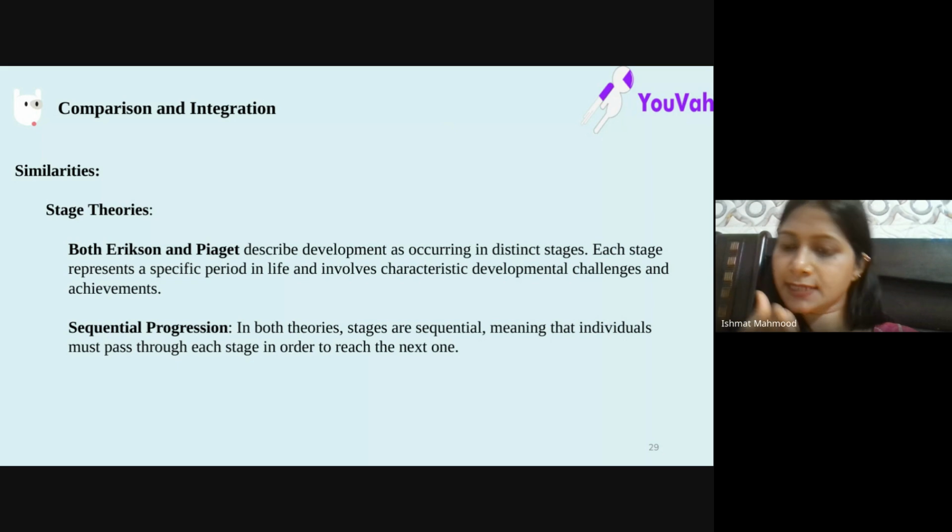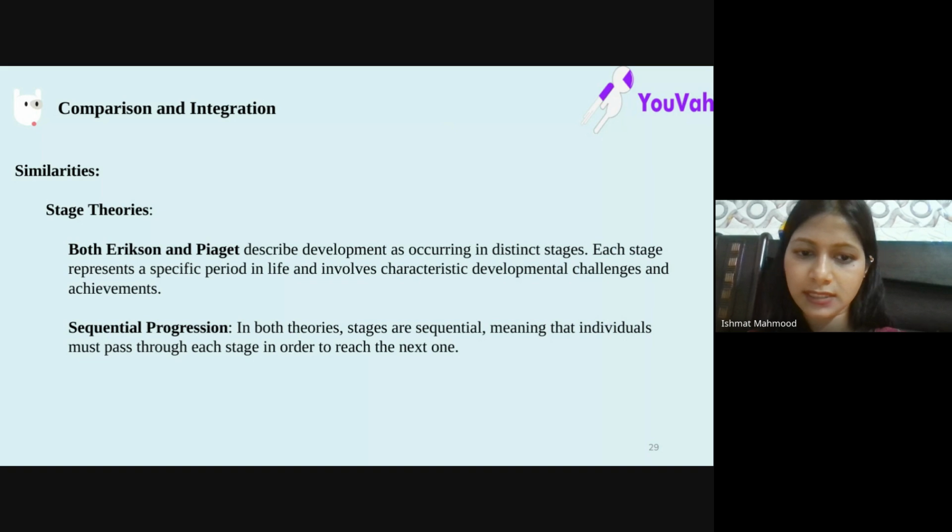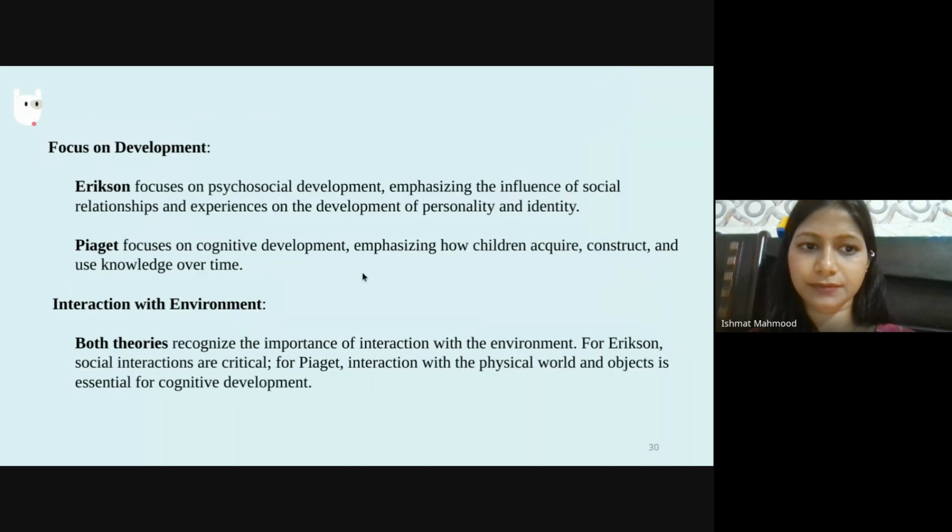So एक स्टेज से जब तक बच्चा मूव नहीं हो रहा है तब तक दूसरी स्टेज पे नहीं जा रहा है, ठीक है? और डिफरेंट डिफरेंट कैरेक्टरिस्टिक्स बच्चा डेवलप कर रहा है, ठीक है? इन बोथ द थियोरीज स्टेजेस आर सिक्वेंशियल, एक सीक्वेंस में जा रहे हैं, मीनिंग एन इंडिविजुअल मस्ट पास थ्रू ईच स्टेज इन ऑर्डर टू रीच द नेक्स्ट वन, ठीक है? दिस इज द सिमिलैरिटी बिटवीन एरिक्सन्स एंड पियाजेस वन.